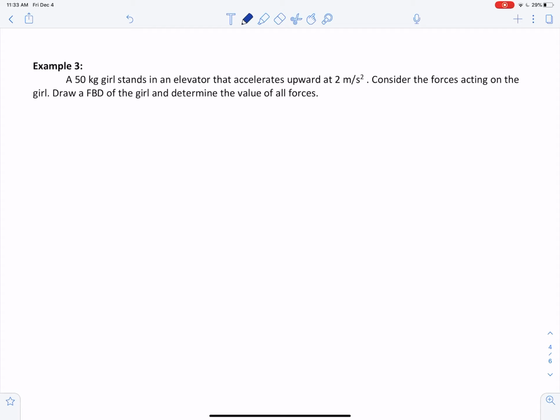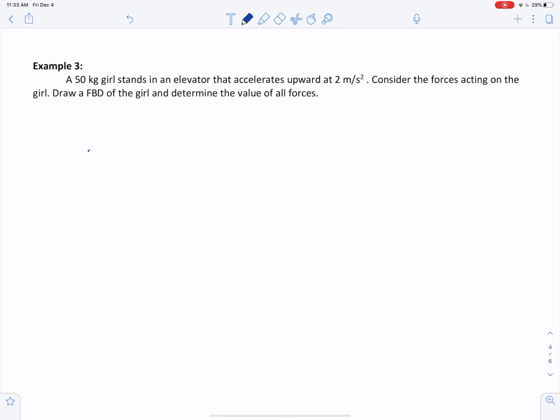Here's another example of problem solving with Newton's second law. Here we go. A 50-kilogram girl stands in an elevator that accelerates upward at 2 meters per second squared. Consider the forces acting on the girl. Draw a free body diagram of the girl and determine the value of all forces.